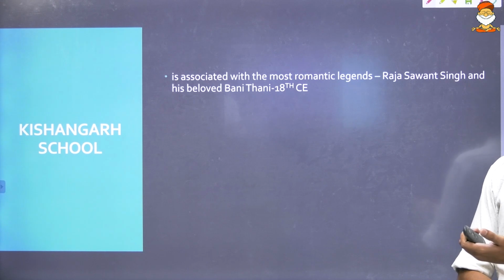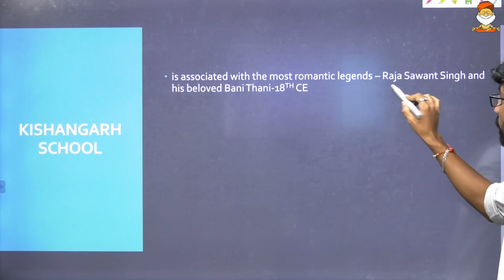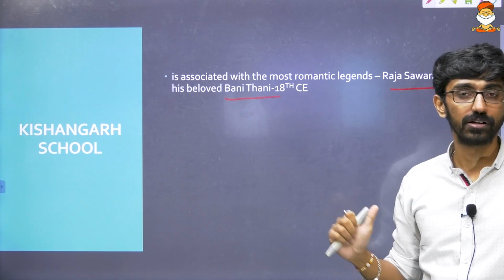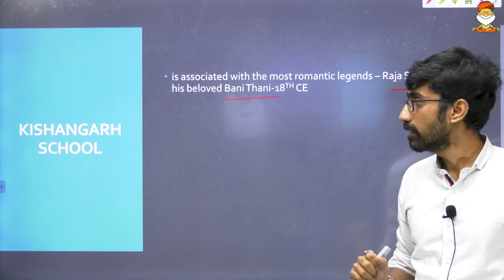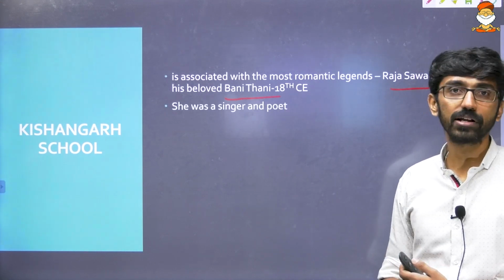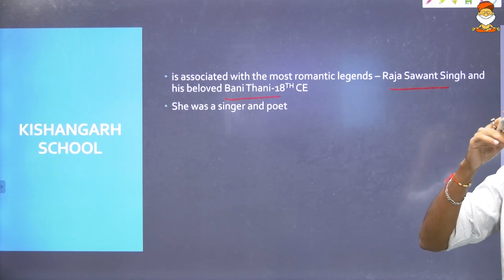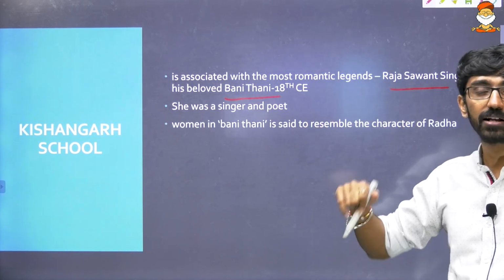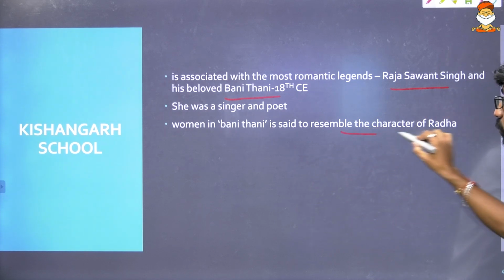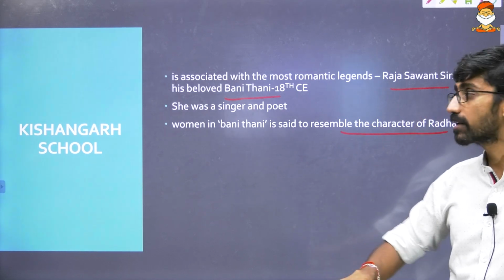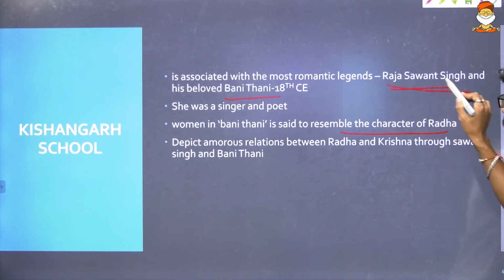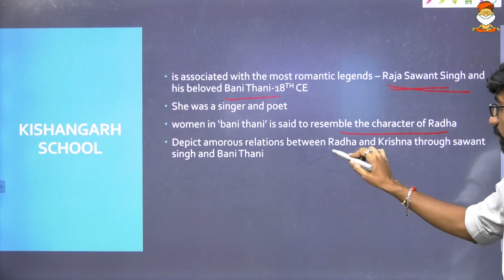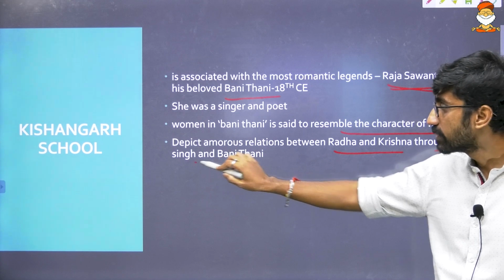This is associated with the most romantic legends of Raja Sawant Singh and his beloved Banitani. Banitani was a character in the 18th century. It's a person, Banitani. She was a singer and poet in the court of Raja Sawant Singh. It's about their romantic associations. The woman in Banitani paintings is said to resemble the character of Radha. The relationship between Radha and Krishna is represented through Sawant Singh and Banitani.